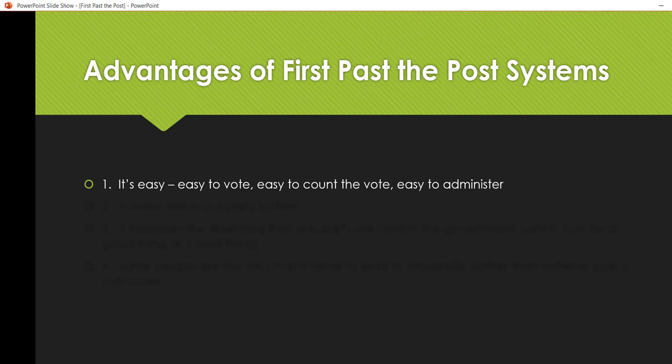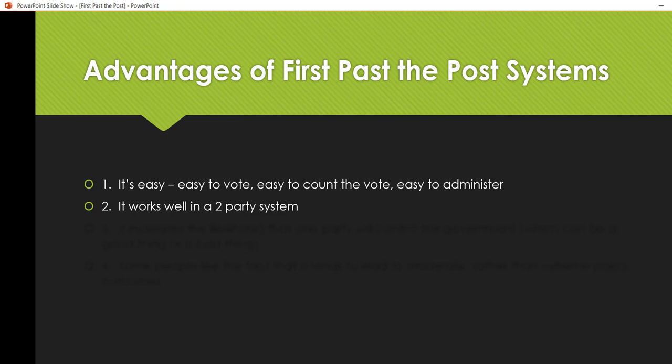Other systems are somewhat more complicated, not necessarily worse, but more complicated. So one of the advantages of first past the post systems is it's relatively easy. They're easy to administer. You just count the vote once. You don't have to then go back and do some sort of weird mathematical calculation. It's just the person who gets the most votes wins.